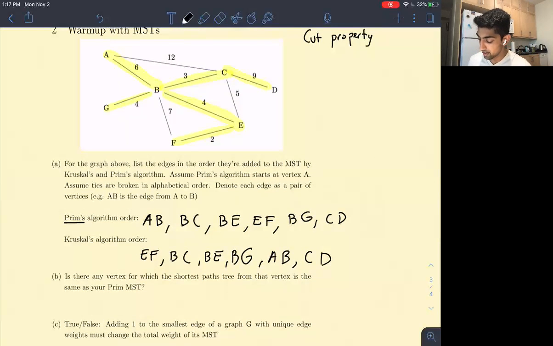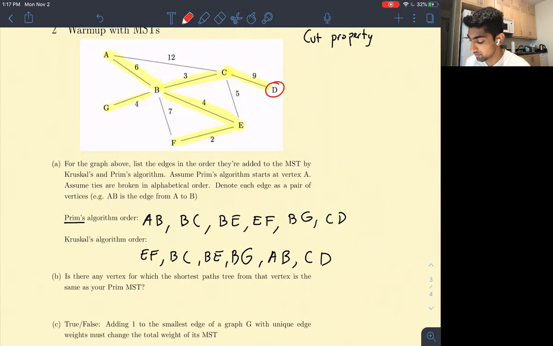Okay, good question. So is there a vertex that has the same shortest paths tree as this MST right here? Okay, let's think about it. So I'm just going to walk through all the vertices because honestly, I think that's how I would probably do it in an exam setting. I would say if I'm starting from D, what's the shortest paths tree from D?